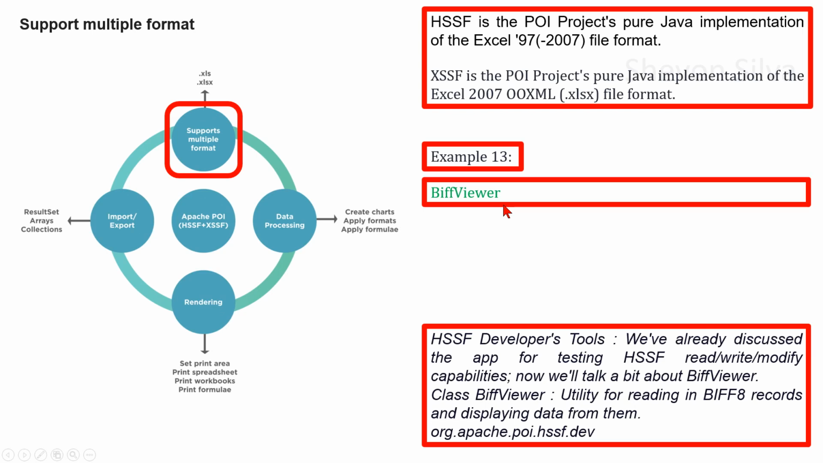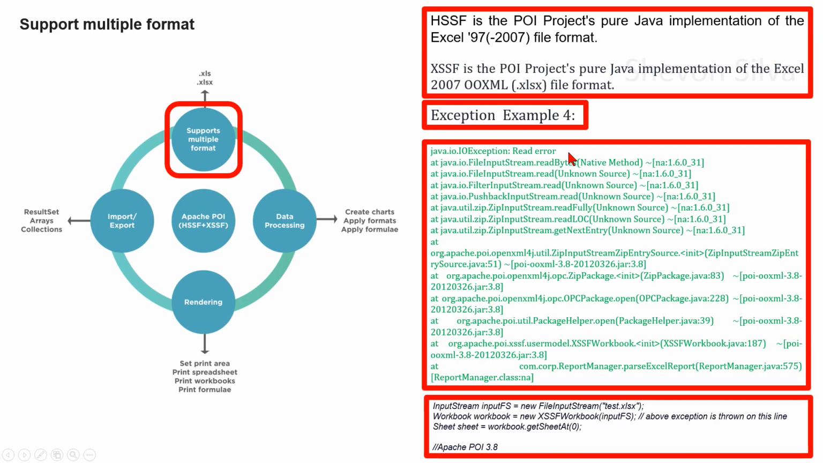As an exception example, example 4, we can consider this one: java.io.IOException, read error, etc. This exception occurred in this line in this code segment, and this code segment is under Apache POI 3.8.